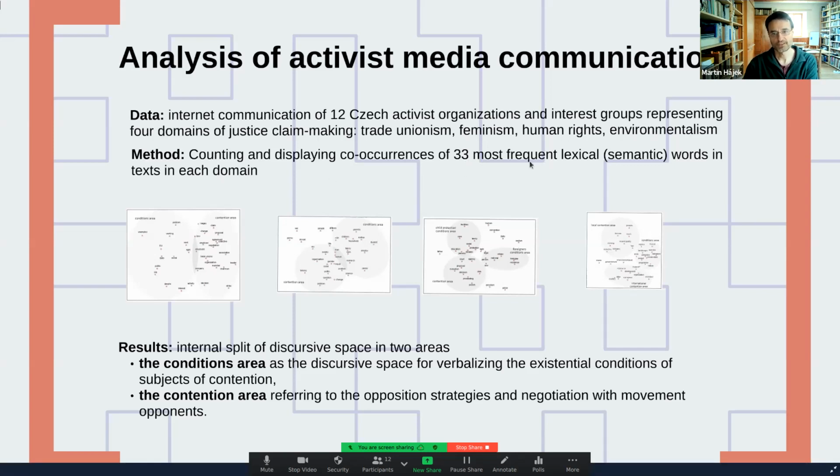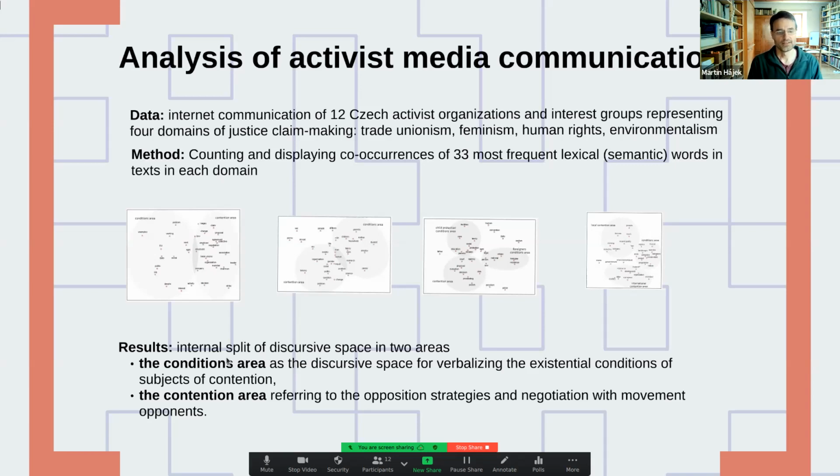33 most frequent lexical words, and for each domain. And the result is, what we discovered is that there is structure. It's not justice claim making discourse structure, but it's rather activist communication structure.